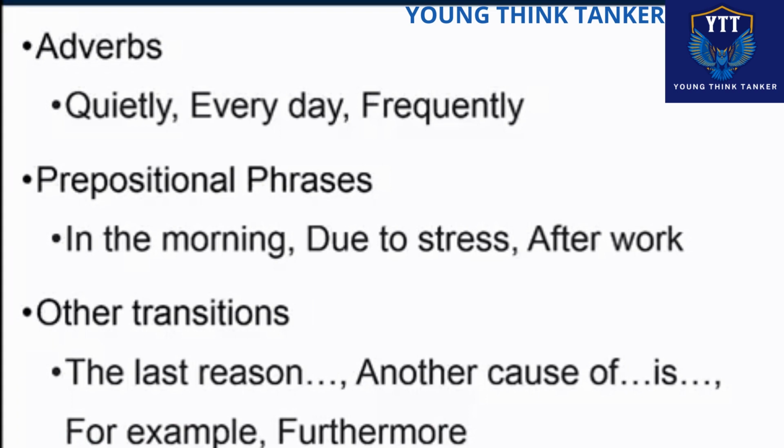Another way to create sentence variety is the way we start our sentences. One way to change the beginning of a sentence is to add an adverb. Remember, adverbs often end with ly, so those ly words. But we have other adverbs, like every day is an adverb that doesn't end in ly. So if you start a sentence with an adverb, that's a way to create variety.